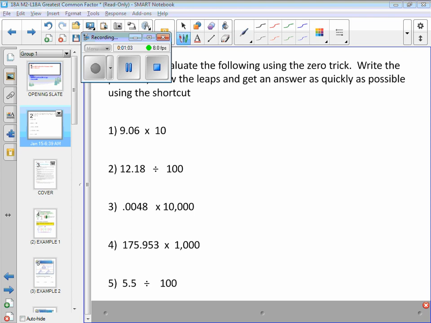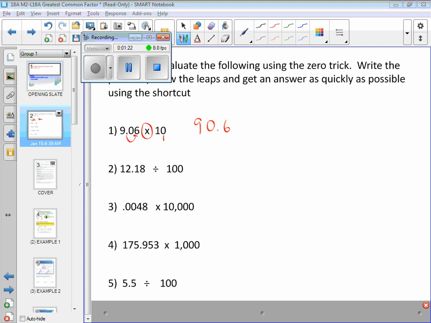Emma, what'd you get for number 1? How many got 90.6? Okay, we're multiplying, so we know we're moving the decimals to the right. We've got 10. Move the decimal once to the right, and that's how you get 90.6.